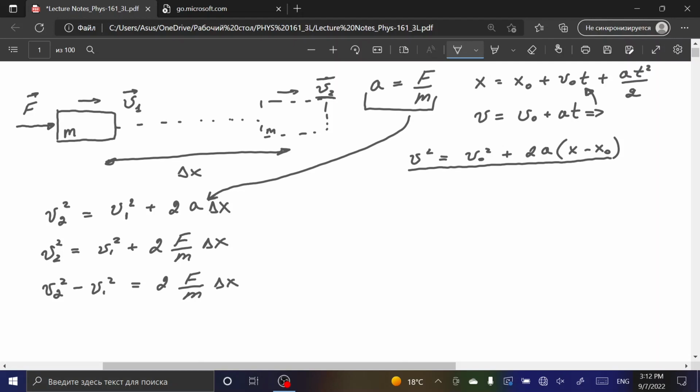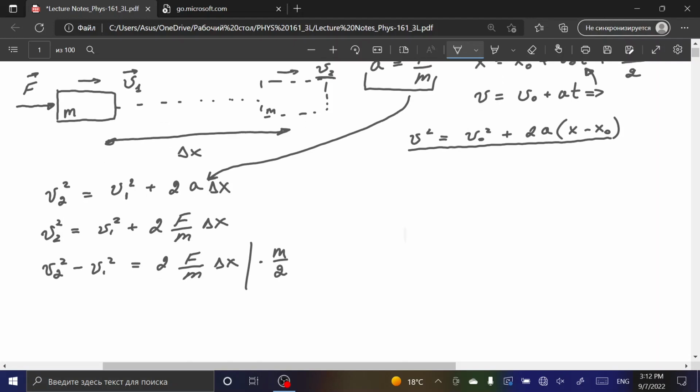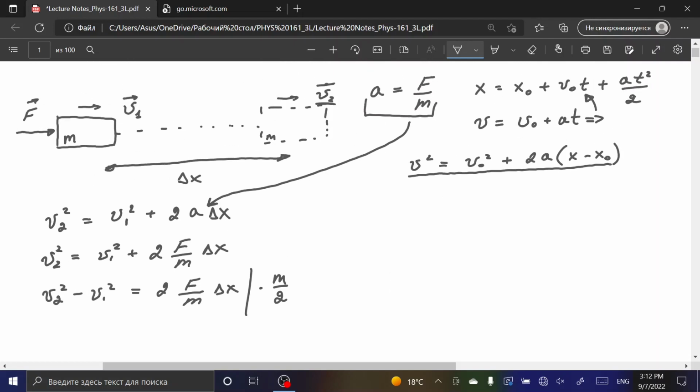And now what we do, we multiply the left and right side of this equation by m over 2. So eventually we get, let's write it here, m v2 square over 2 minus m v1 square over 2 equal to F times delta x.